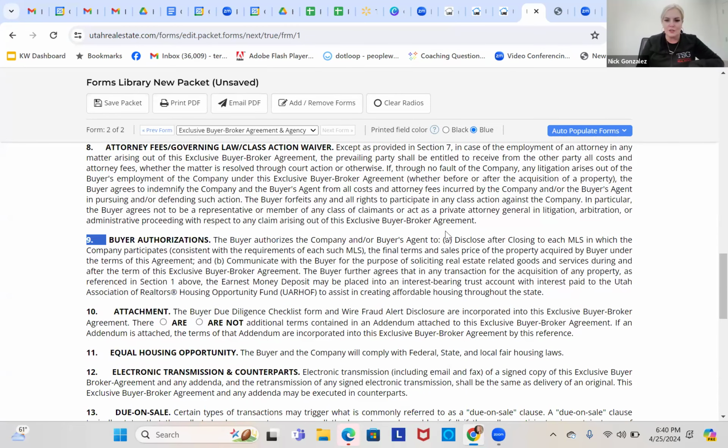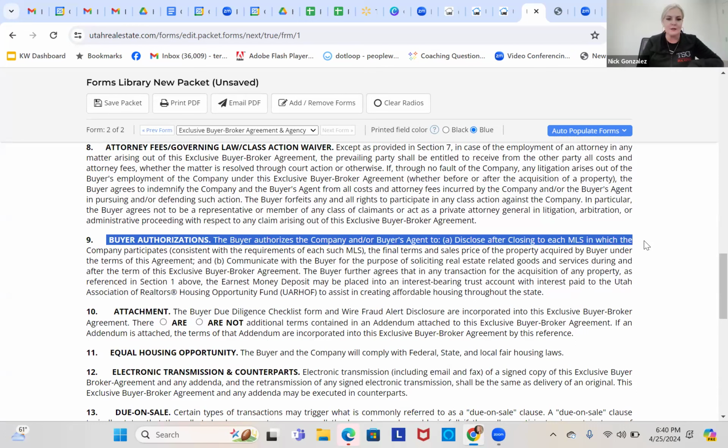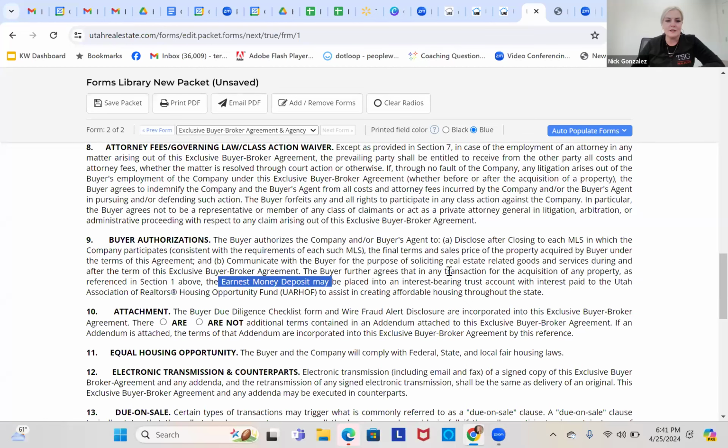Buyer's authorization. This just says that we will be disclosing some information and the buyer authorizes us to do that. We will be disclosing after closing to the MLS. We have to disclose on the MLS the final terms and sale price of the property. If there are any concessions paid, anything like that, we do have to put them on the MLS. It also states that we put their earnest money into an interest-bearing trust account that is paid to the Utah Association of Realtors and donated to the UAR HOF to help people with affordable housing throughout the state.